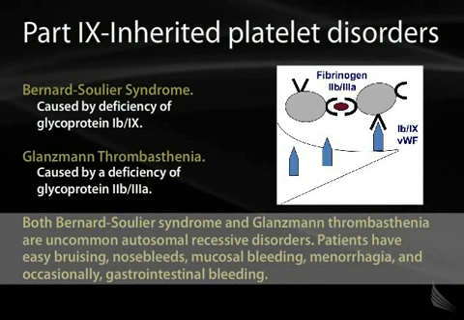Both Bernard-Soulier syndrome and Glanzmann thrombasthenia are uncommon. They're both autosomal recessive. Patients have easy bruising, nosebleeds, mucosal bleeding, menorrhagia, and occasionally GI bleeding. But look for those bleeding disorder type of questions: easy bruising, nosebleed, maybe epistaxis, and then if they're females, menorrhagia.